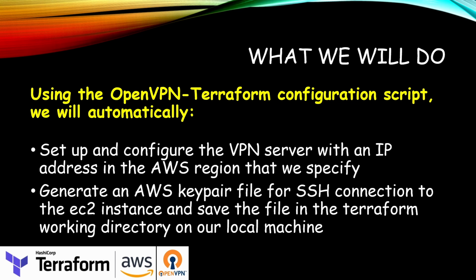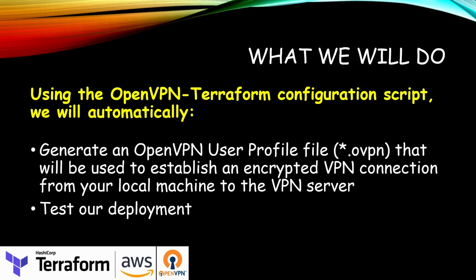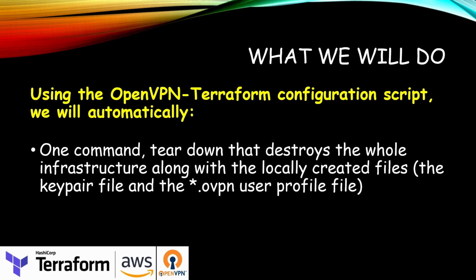Also, our Terraform script will automatically generate an AWS key pair file that we can use to SSH into our instance at a later time. It will also download this key pair automatically on our local machine. This Terraform script will also generate an OpenVPN user profile. The user profile will be used to authenticate on our VPN server after the server has been created. Then after all this has been done, we'll test our deployment, and at the end we'll clean up all resources we have created both in our AWS account and on our local machine.